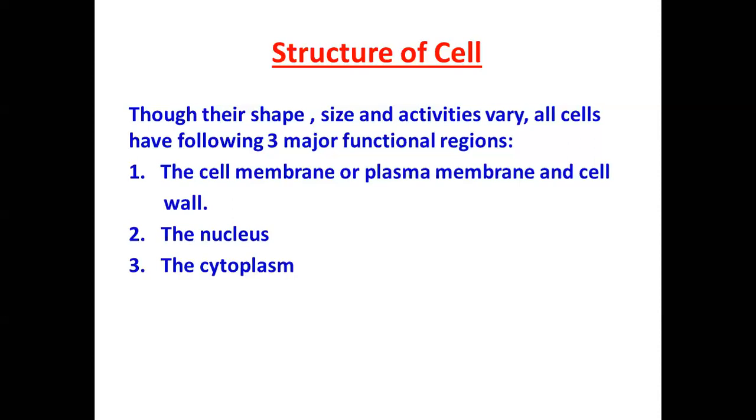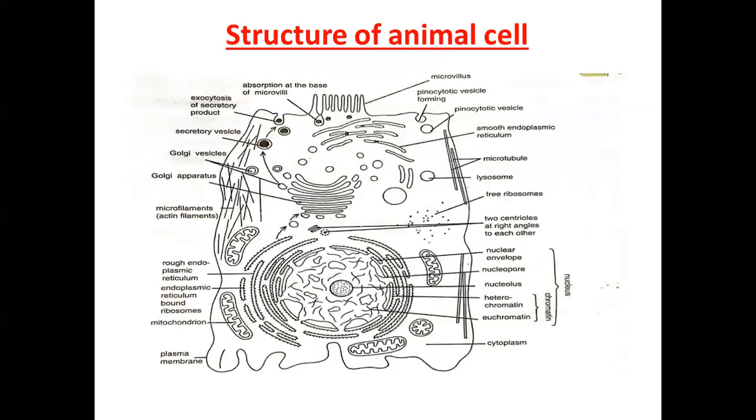So let's see the diagram. This is the structure of an animal cell. You have already studied this in earlier classes. A few more things are added in it. We are going to study one by one a few of the parts of the animal cell and plant cell.